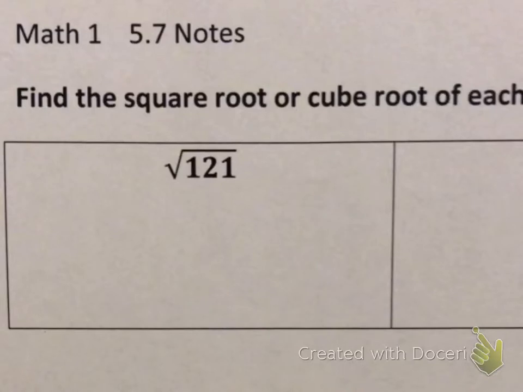This is Note Taking Guide 5.7 for Math 1. Today we're going to talk about simplifying square roots, cube roots, any kind of radical really, and even just punching them in the calculator and finding out where they would be on a number line.